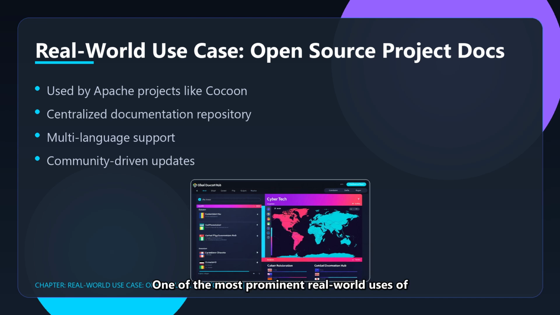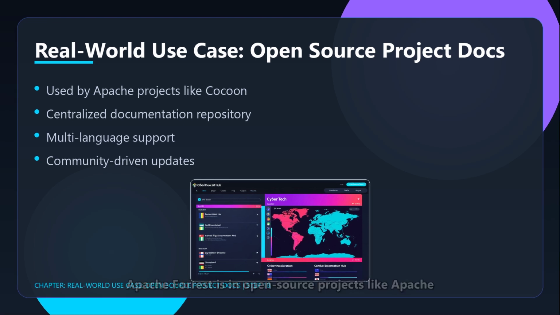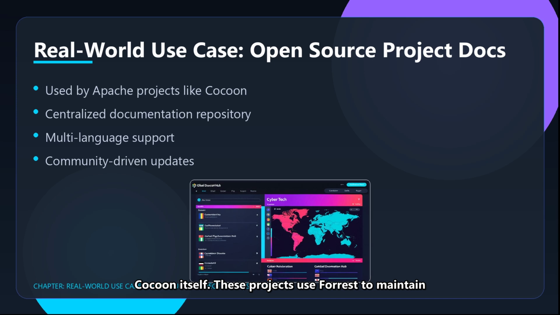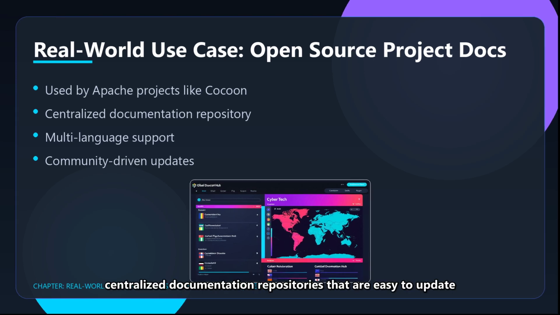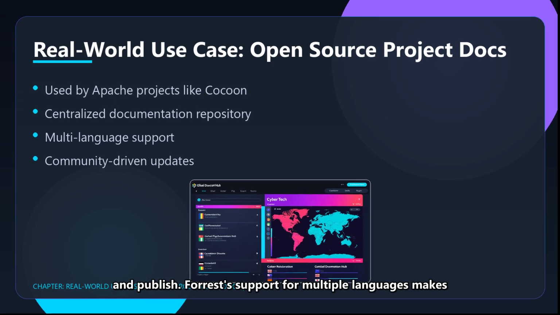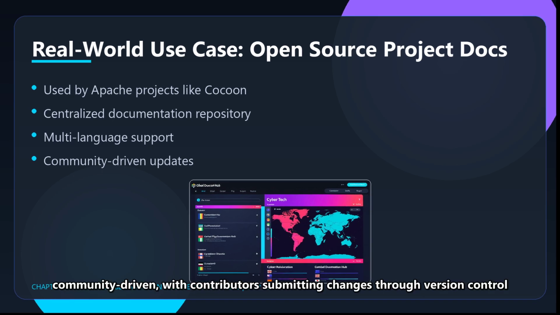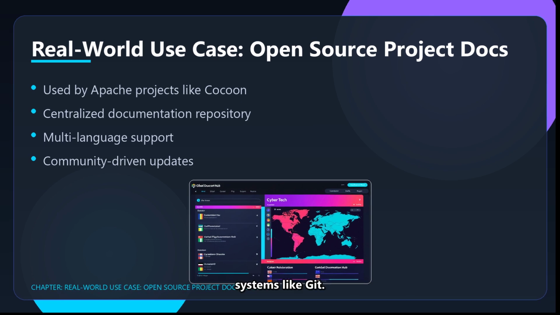One of the most prominent real-world uses of Apache Forrest is in open-source projects like Apache Cocoon itself. These projects use Forrest to maintain centralized documentation repositories that are easy to update and publish. Forrest's support for multiple languages makes it ideal for global communities. Updates are typically community-driven, with contributors submitting changes through version control systems like Git.